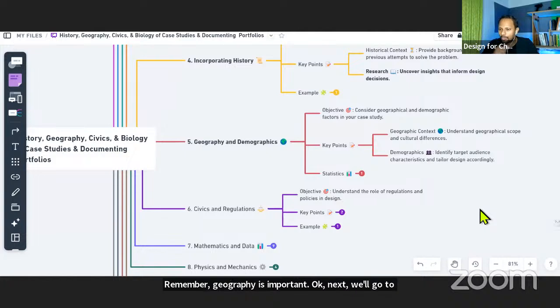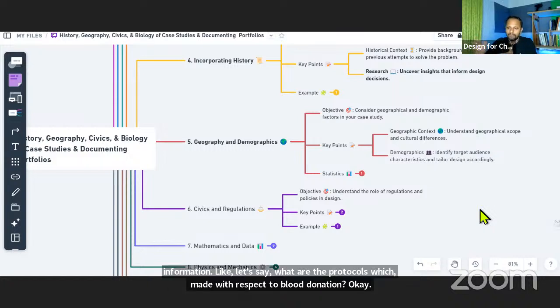So understand the roles and regulations of this particular information. Like, let's say, what are the protocols which the government made with respect to blood donation, with respect to an efficient blood transfusion system? Maybe the blood could have storage regulations. This is the container in which blood needs to be stored.